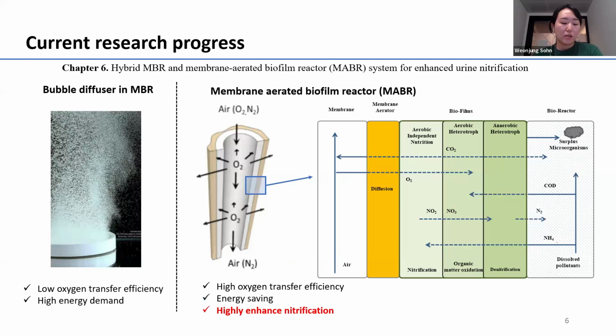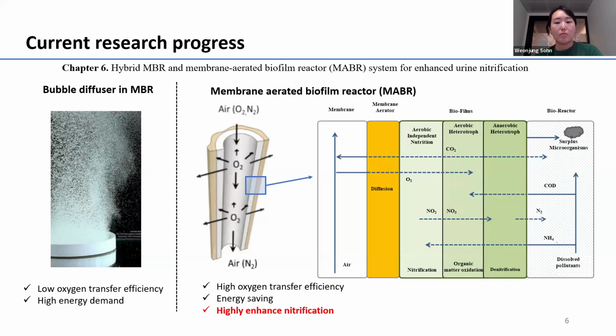In Chapter 6, hybrid MBR and membrane aerated biofilm reactor system for nitrification enhancement will be included. And this study is currently at the initial stage of setting on experiment plans. So to briefly introduce the concept of the study, bubble diffuser, normally used for aeration in MBR system, has low oxygen transfer efficiency as well as high energy demand.